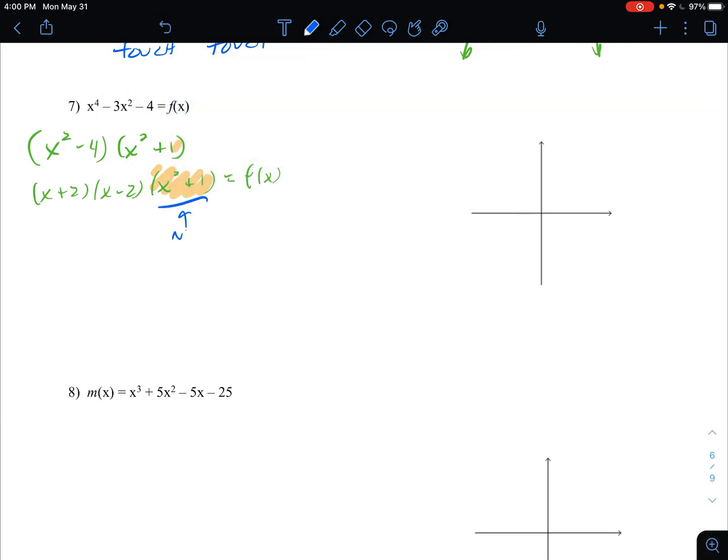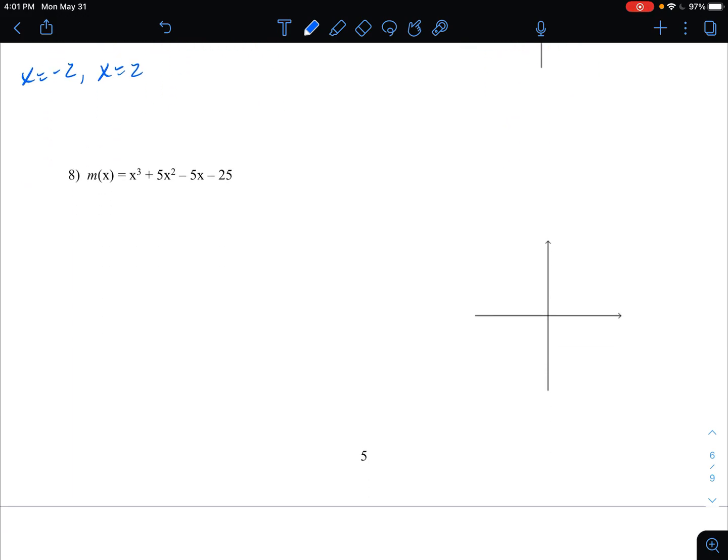This is never equal to 0. So our only x-intercepts come from these two. So although this is degree 4 and can have as many as 4 x-intercepts, this one only has 2. So the graph, as far as we know, probably looks something like so. End behavior is like x to the 4th, and it has crossing x-intercepts at 2 and negative 2.